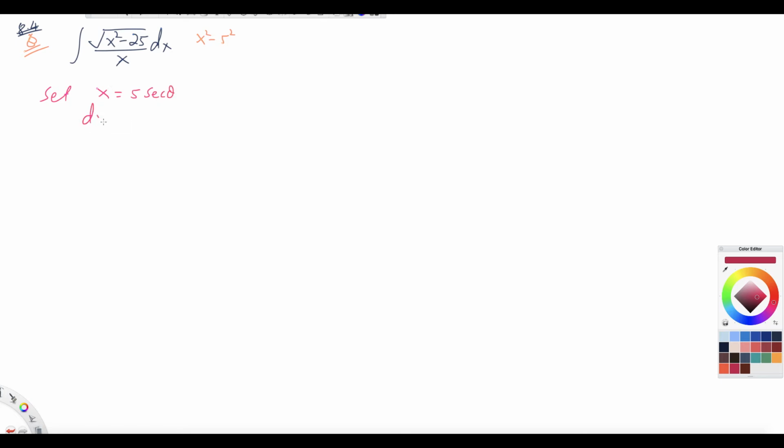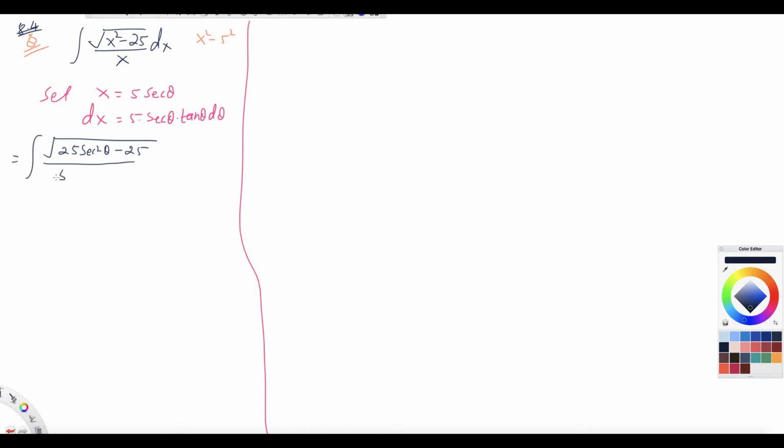Okay, what will be dx then? Dx will be 5 secant theta tangent theta d theta. That's what you get, right? Now what we do is we plug everything back in. So all these values, what do you get there? Then this will be equal to the integral under the root x squared is 25 secant square theta minus 25 divided by 5 secant theta times, what is the dx? Dx is 5 secant theta tangent theta d theta.